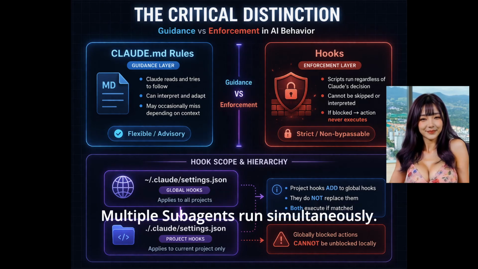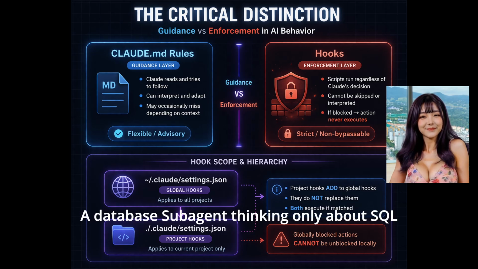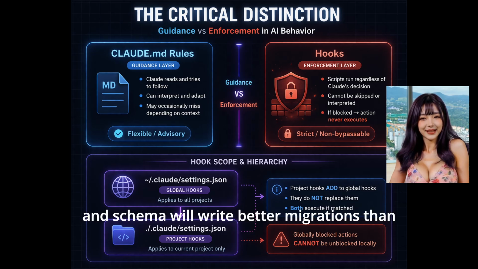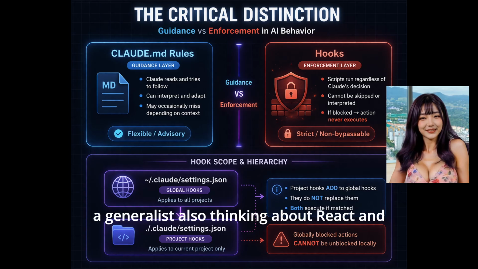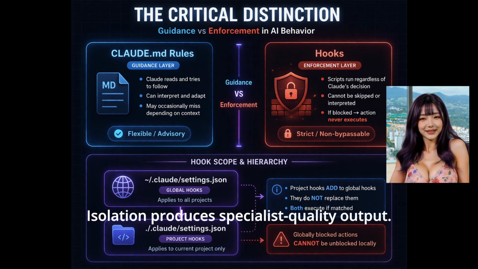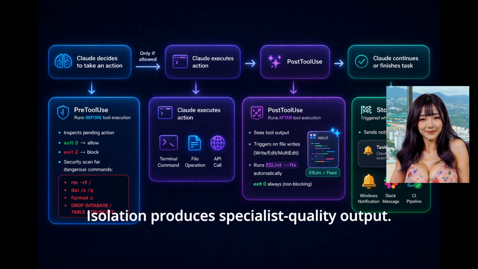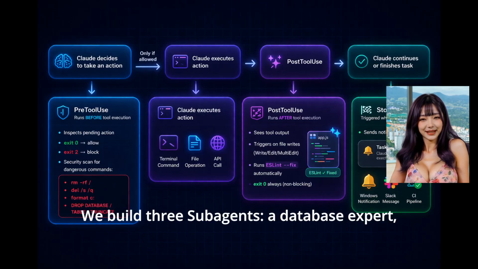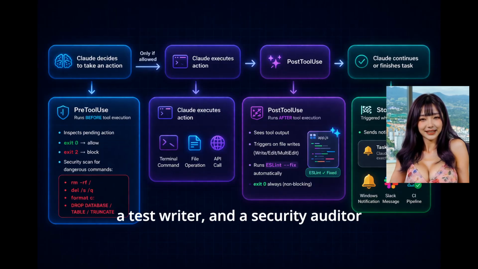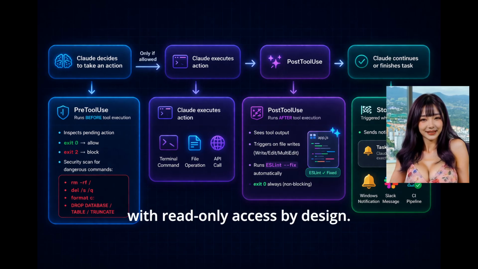Multiple subagents run simultaneously. A database subagent thinking only about SQL and schema will write better migrations than a generalist also thinking about React and tests. Isolation produces specialist quality output. We build 3 subagents, a database expert, a test writer, and a security auditor with read-only access by design.